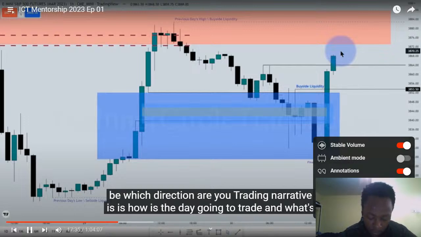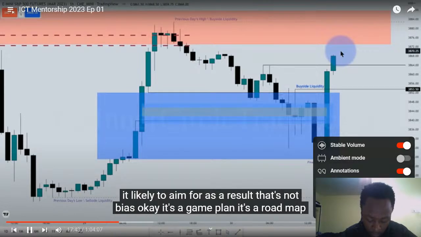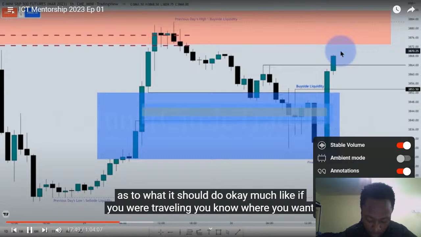Okay, that's not bias. Bias would be, which direction are you trading? Narrative is how is the day going to trade, and what's it likely to aim for as a result? That's not bias. Okay, it's a game plan. It's a roadmap as to what it should do.